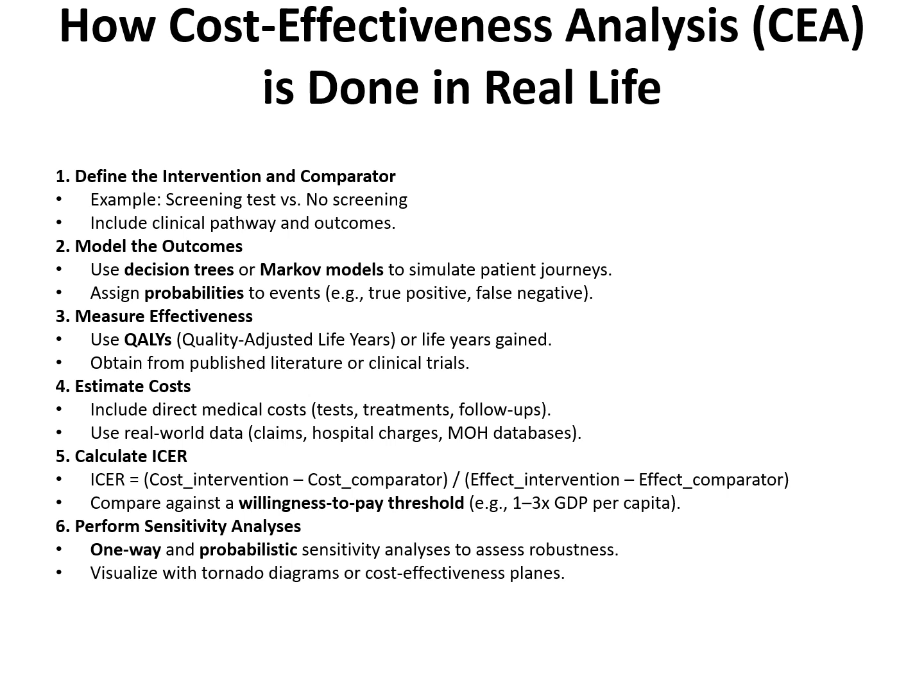We use real world data: claims data, hospital charges, and databases from the Ministry of Health. Why we do this is because we want this to be as real as possible to inform decision makers. Then we calculate the ICER, as mentioned, the cost of the intervention minus the cost of the comparator, divided by the effect gained or lost. So we look at the willingness to pay threshold, typically defined as a multiple of GDP per capita.